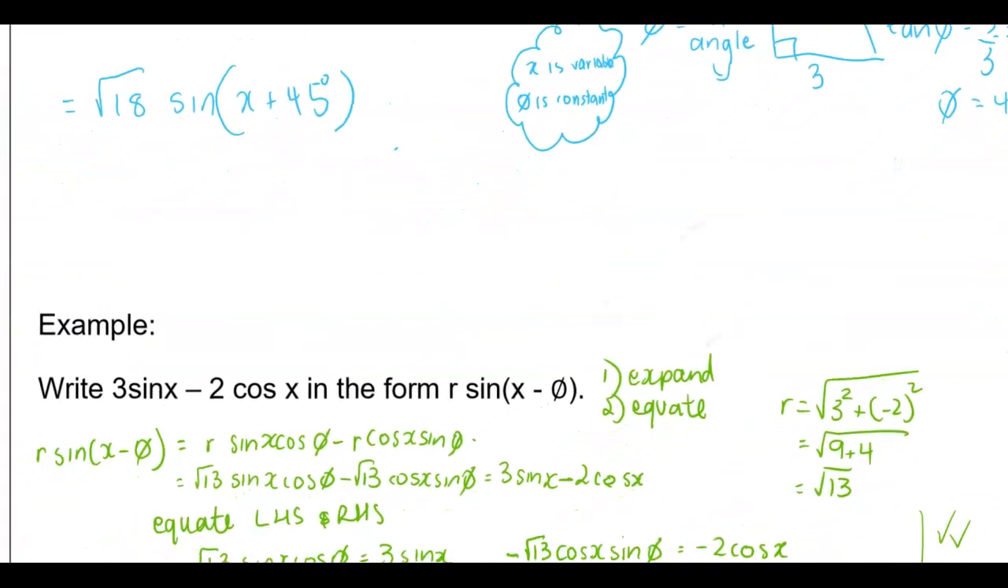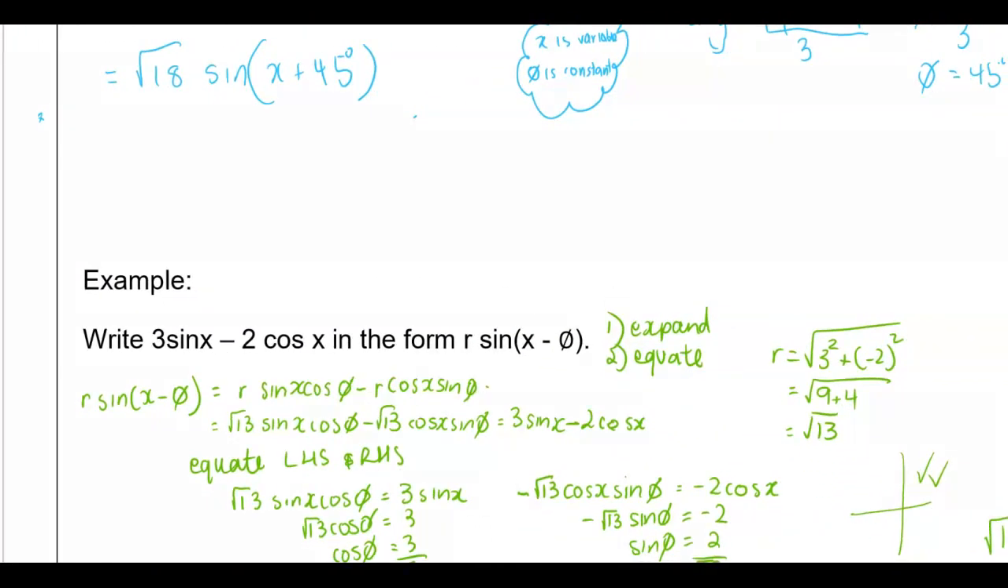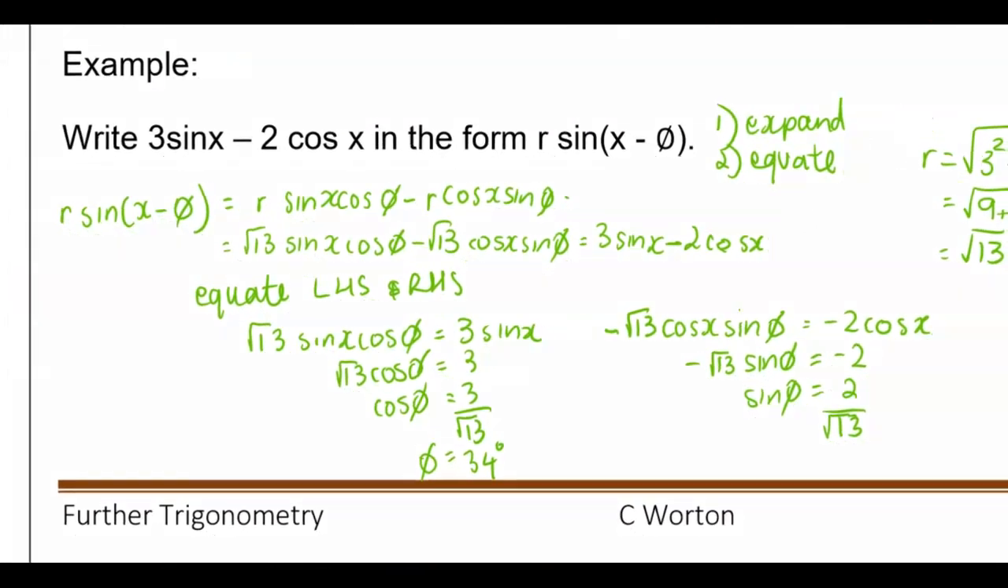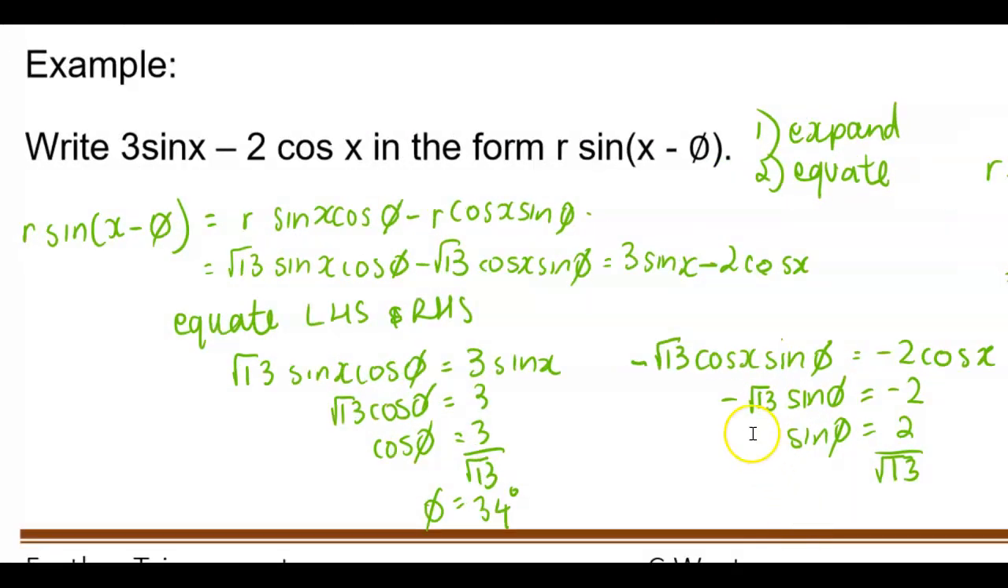Let's go a little bit trickier. Okay, let's have a look at this one. We're going to write 3 sine of x minus 2 cos of x in this form. If you choose to memorize the things up above, that's fine. I'm not. I'm going to equate after expanding. So we're going to expand the form that we want it to be in. On your HSC formula sheet, we can expand this one straight out to this, using our combination of sines and coses.